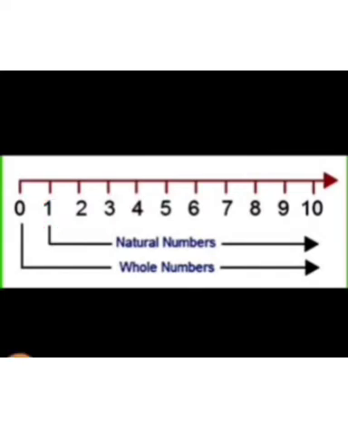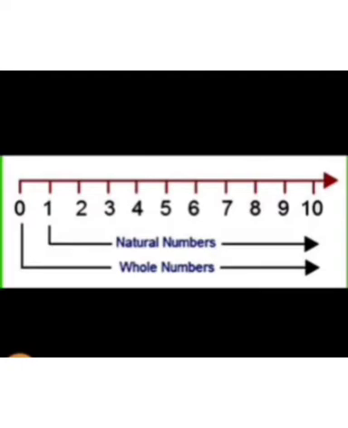If we add 0 to the set of natural numbers, we get a new set of numbers called whole numbers. Thus, the set of whole numbers consists of 0 and the set of natural numbers. The smallest whole number is 0.